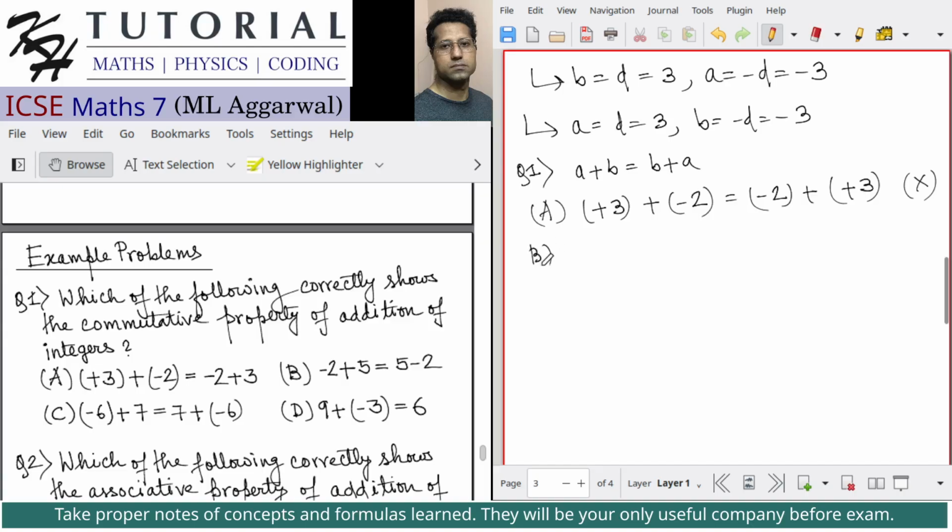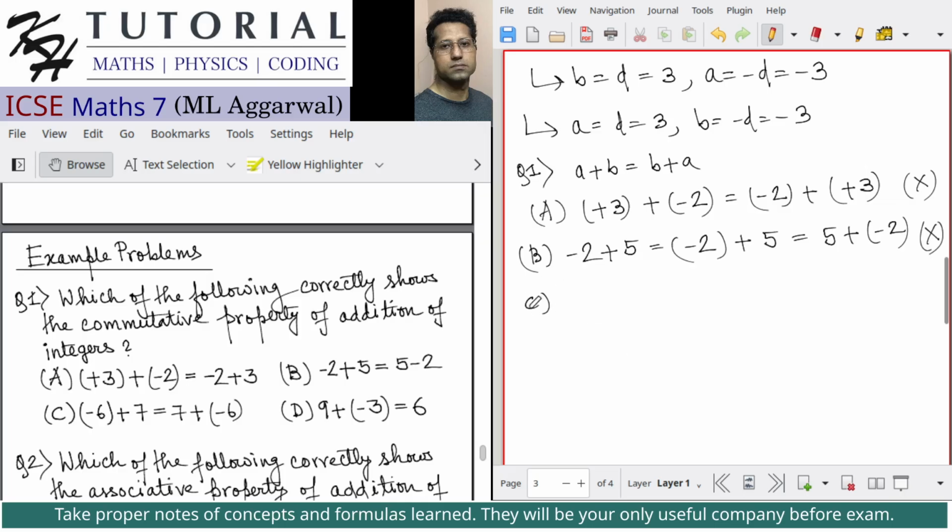Let's see B. On the left hand side it is given that -2 plus 5. We are basically adding -2 and the integer 5. To demonstrate the commutative property of addition of these two integers, on the right hand side it must be 5 plus -2, but on the right hand side of B it is written as 5 minus 2. 5 minus 2 is not an addition operation at all, it is a subtraction operation. So this is also not correct.